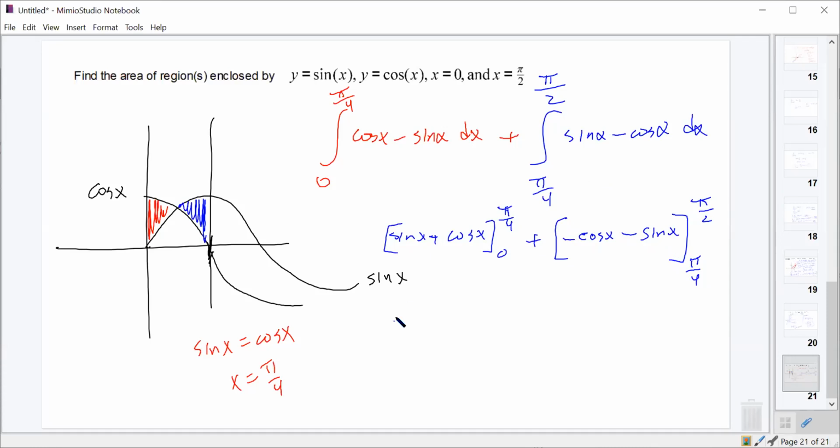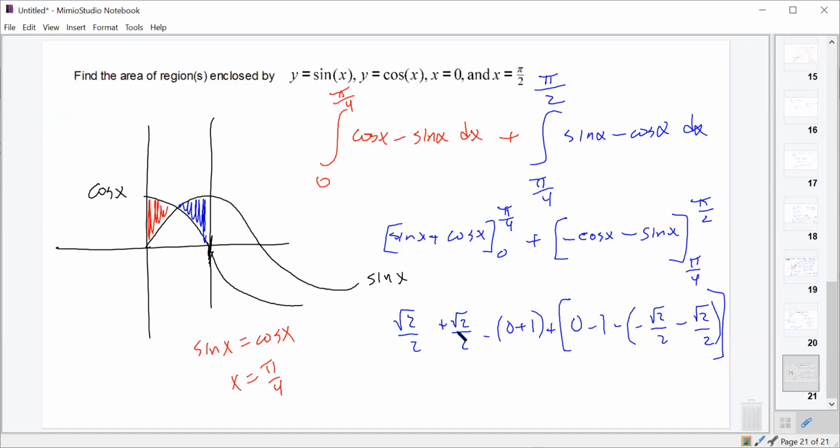The sine of pi over 4 is root 2 over 2, plus another cosine of pi over 4, which is root 2 over 2, minus 0 plus 1 for the sine and cosine of 0. And then we'll add to this negative cosine pi over 2, and cosine of pi over 2 is just 0, so we'll put a 0. Negative sine pi over 2 should be negative 1. And then we'll subtract another negative root 2 over 2 minus root 2 over 2.